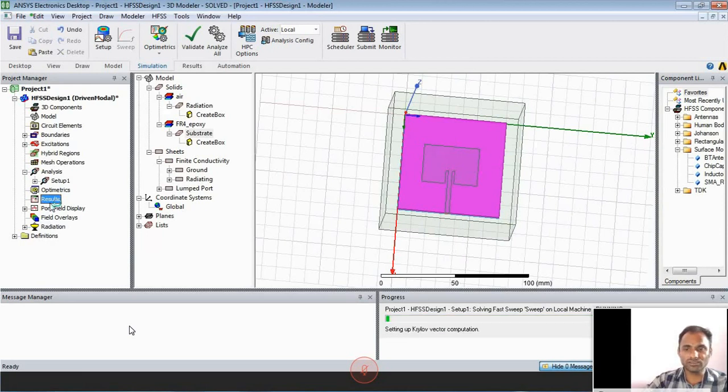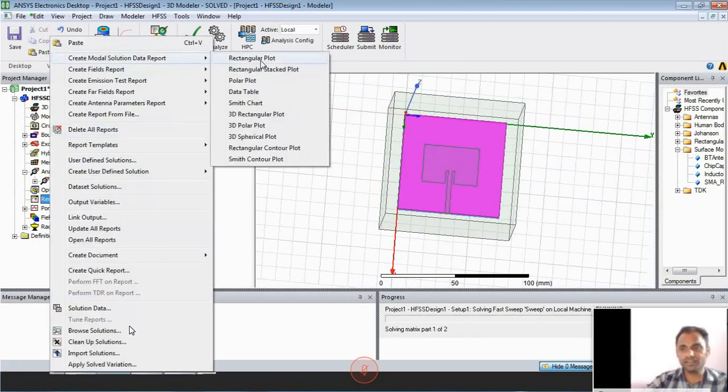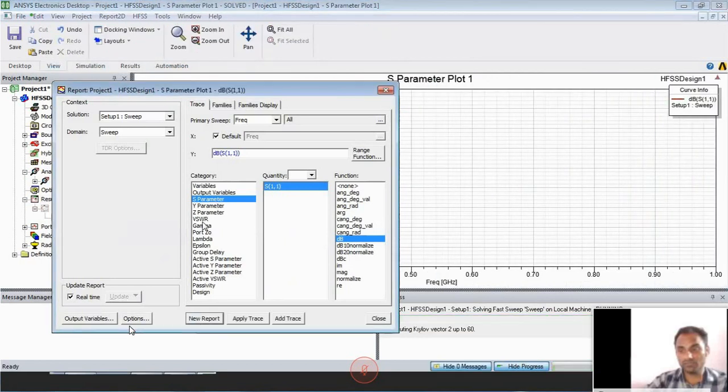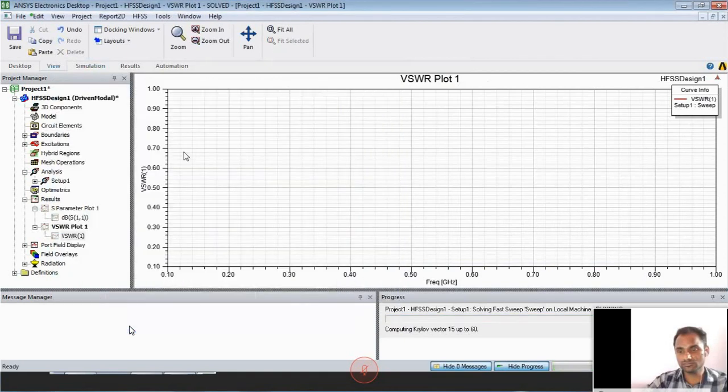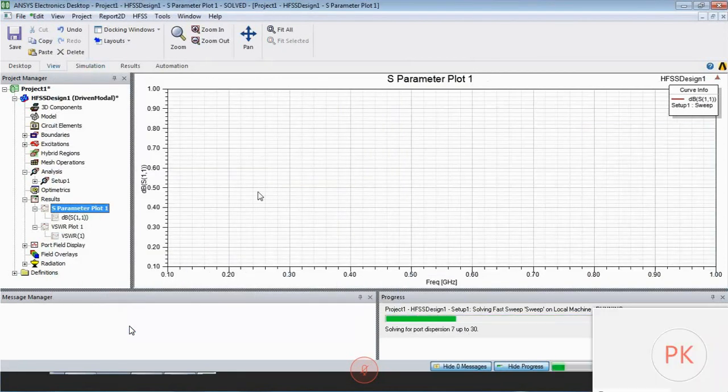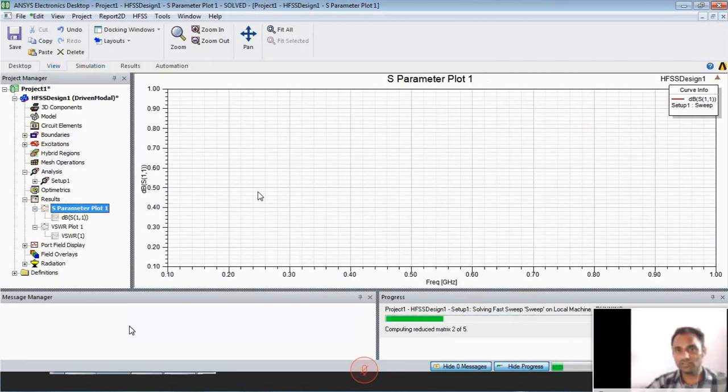Then go for results, right click on results, and create modal solution data report, rectangular plot here. The first one is the return loss parameter, so I'll give OK. Then VSWR. Just wait for our running conditions. It's almost completed. Our local machine run is completed.